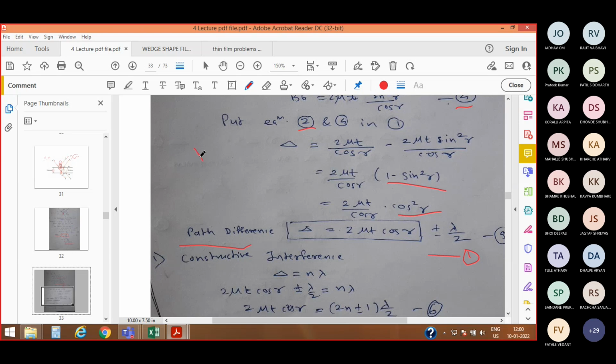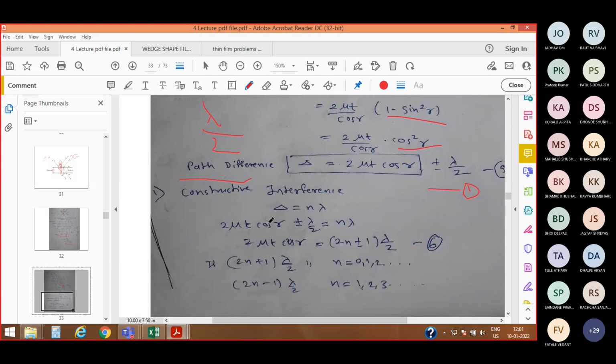In case of constructive interference, the path difference is lambda. Both are in phase. But in case of destructive, it is lambda by 2. Destructive में क्या होता है? Lambda by 2 होता है. Wavelength change हो जाती है. When light is going from one medium to another, wavelength is changing there. So that's why we are taking plus and minus.